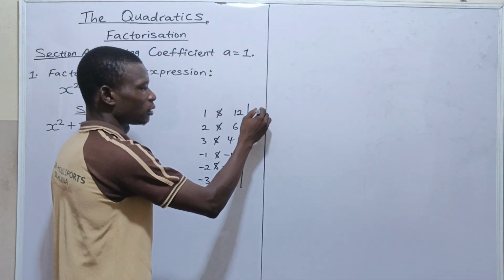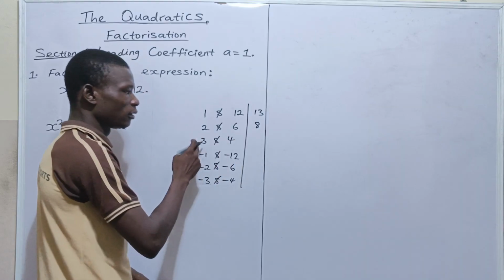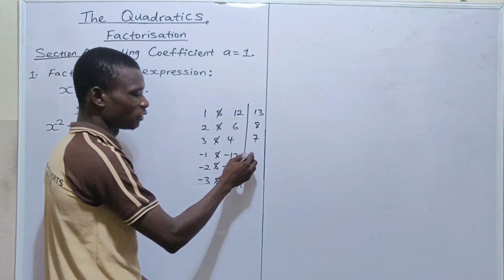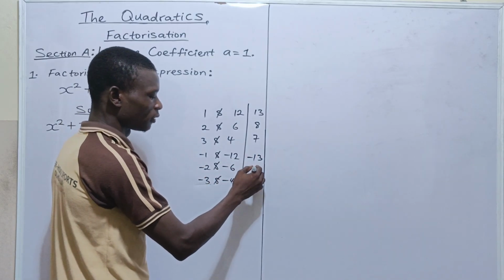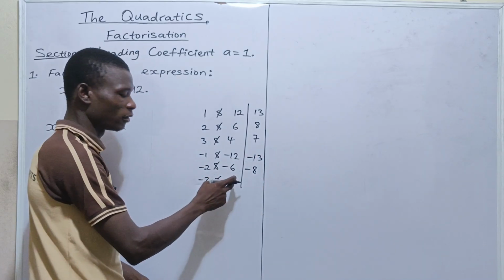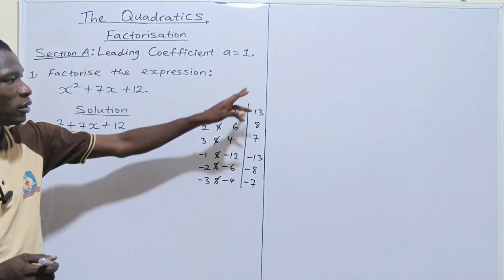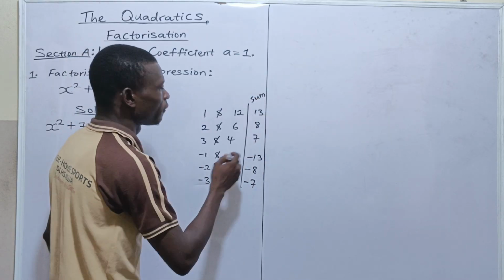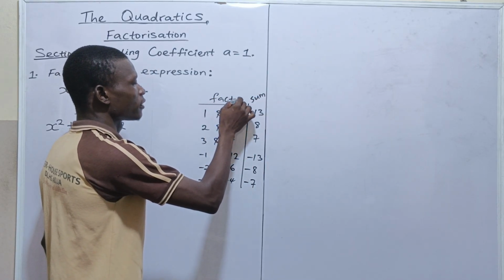1 plus 12 is going to give us 13, positive 13. 2 plus 6 will give us positive 8. 3 plus 4 will give us positive 7. -1 plus -12 will give us -13. -2 plus -6 will give us -8. And -3 plus -4 will give us -7. So we call this one the sum of the factors. Sum of factors, whereas these are the factors in pairs.